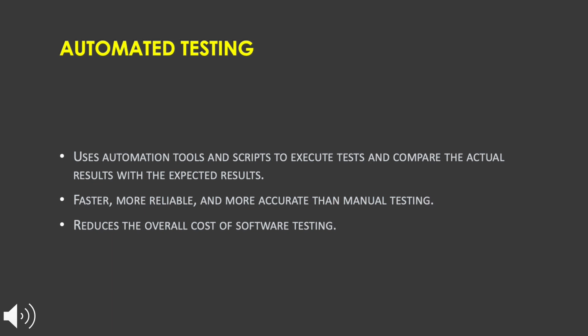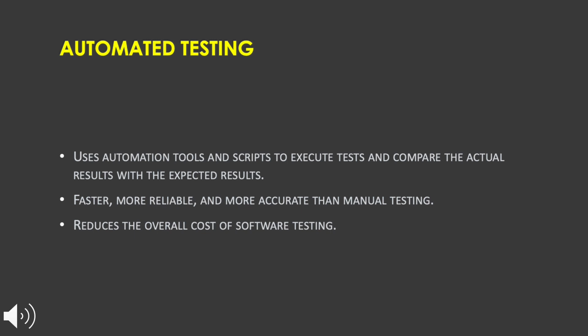It involves creating scripts or test cases that simulate user actions and test the software under different conditions and scenarios. One of the benefits of automated testing is that it is faster and more reliable than manual testing. Automated tests can be run repeatedly, and they can detect issues and defects quickly, making it easier to identify and fix problems early in the development process.